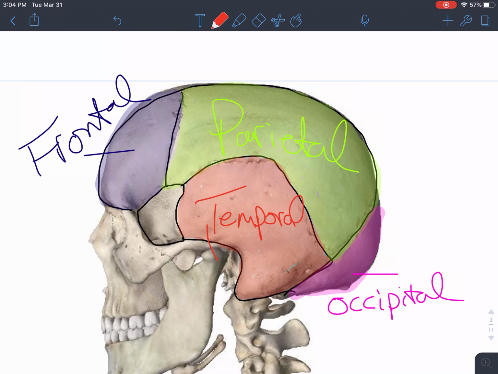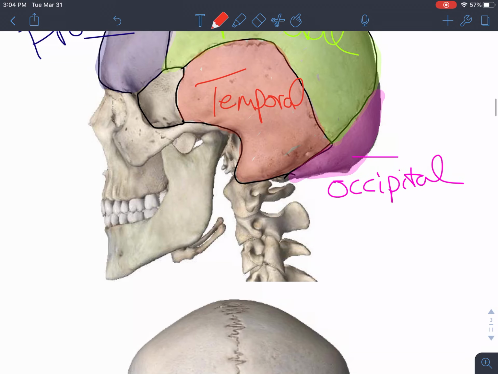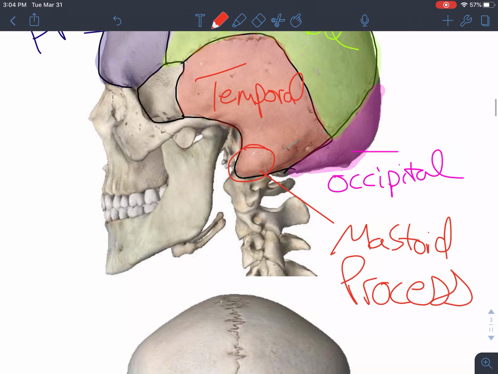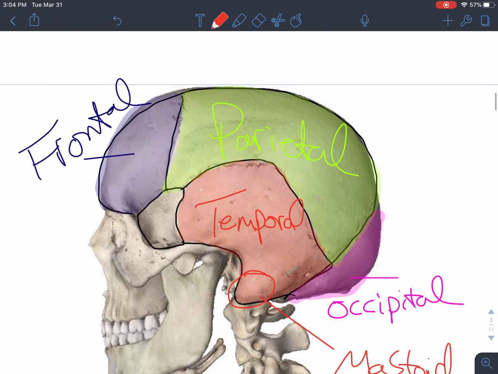And your ear is right here, just so we have a reference. There is a bony landmark I want you to know on your temporal bone. It's right here. It's called your mastoid process. That's the first bony landmark that you'll learn.